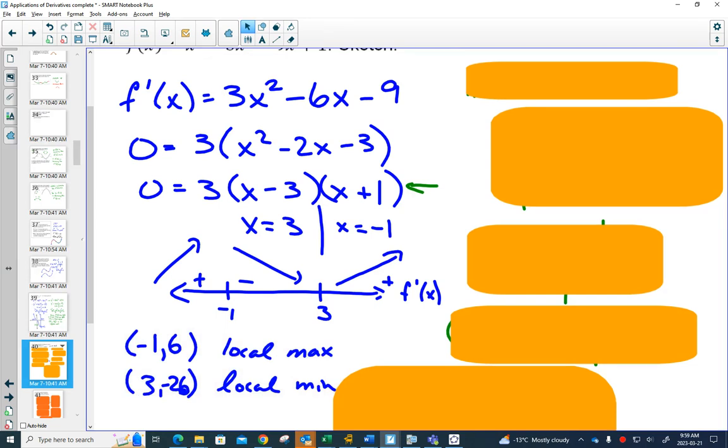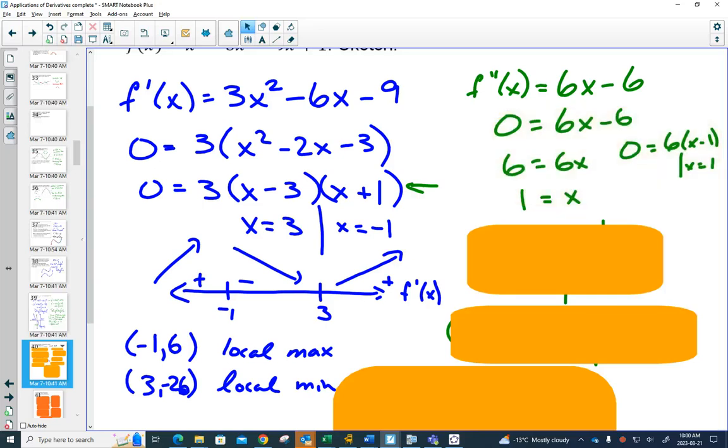Because I had no non-permissible values. All of my values there were where the derivative was equal to 0. And I would find the y-coordinate of those points by plugging into my original equation. Next, I'd go to my second derivative to find inflection points. Set it equal to 0 and solve. The only place it's equal to 0 is at x equals 1.